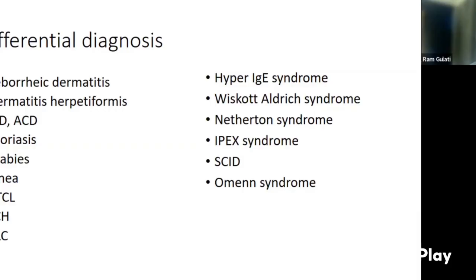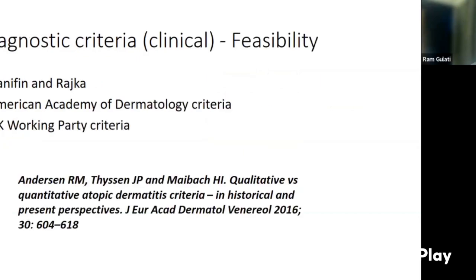Conditions like hyper IgE syndrome, Wiskott-Aldrich syndrome, Netherton syndrome, IPEX, severe combined immune deficiency, and a variant, Omenn syndrome, all can present with eczematous eruptions. So it's not just dealing with eczema in these groups, but making a fuller diagnosis. One has to look at the other clinical manifestations as well, which can combine together and then maybe lead you to a more complete diagnosis rather than just atopic dermatitis.